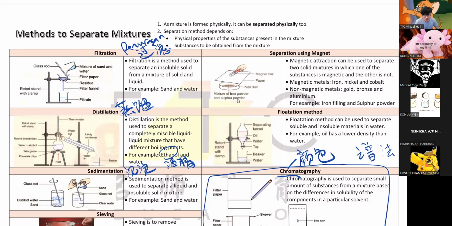Oh, sedimentation, cool. You did all of these. Wow, Tarini, that's cool. I've not done any of this before.